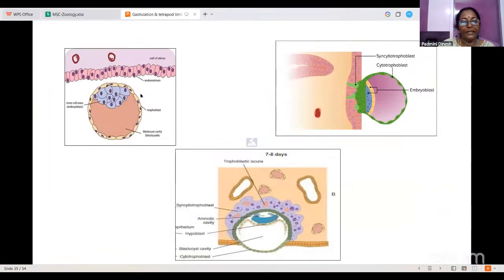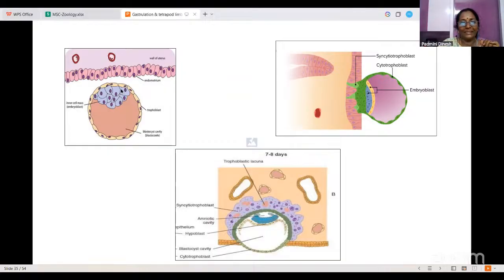Now, if you can see over there, in this blastula stage, the blastocyst cavity or the blastocoel is present. Here I'm talking about after blastulation, after cleavage, whatever the cell you are going to get is a blastocyst stage. And you have this blastocoel present over here. You have an outer covering called the trophoblast and an inner cell mass called the embryoblast.